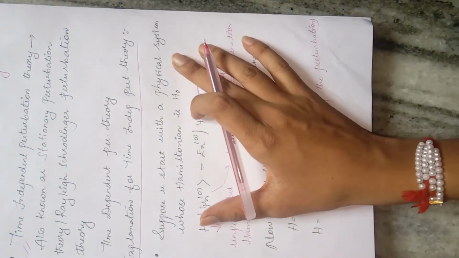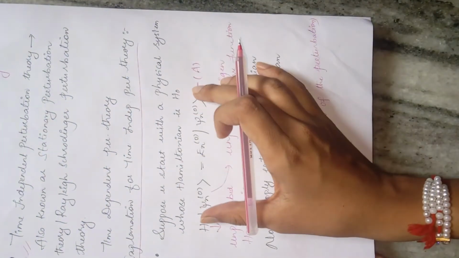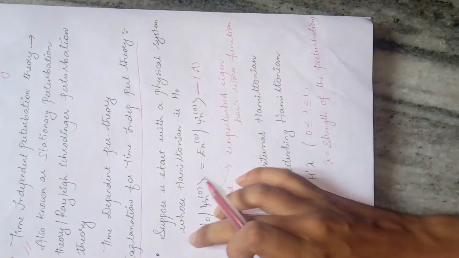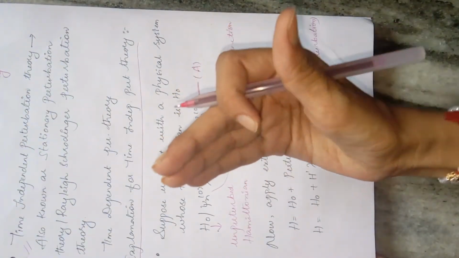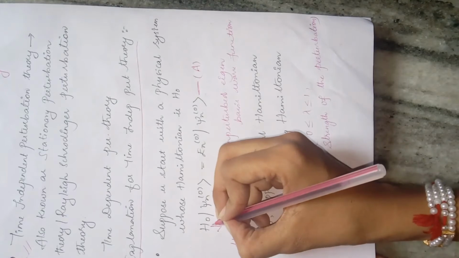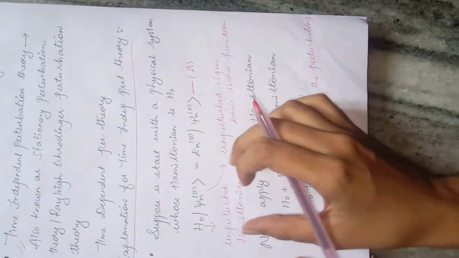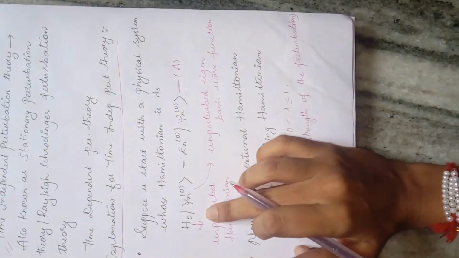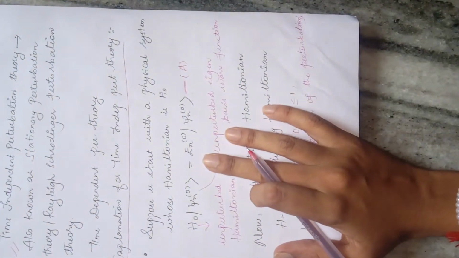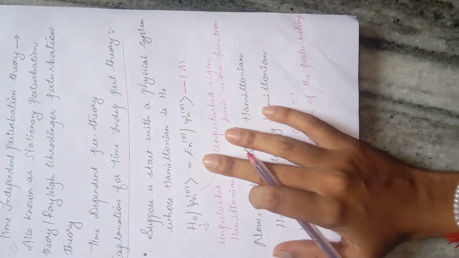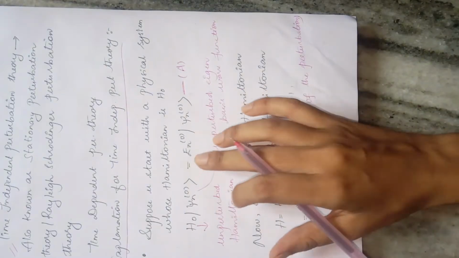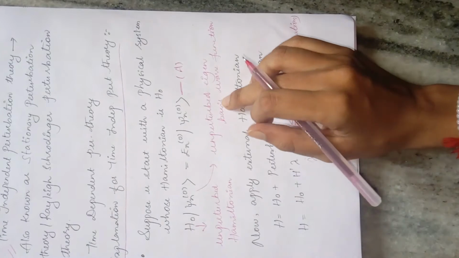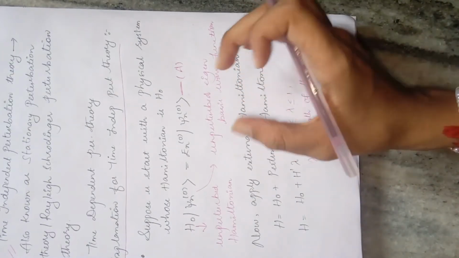Okay, now how do you start? Suppose you start with a physical system. This is your physical system, and the Hamiltonian of this particular system is H naught. This is your unperturbed Hamiltonian. What is the meaning of unperturbed Hamiltonian? There is no external force acting upon this particular system. It is free from external forces, and psi n naught is your unperturbed eigenbasis wave function.